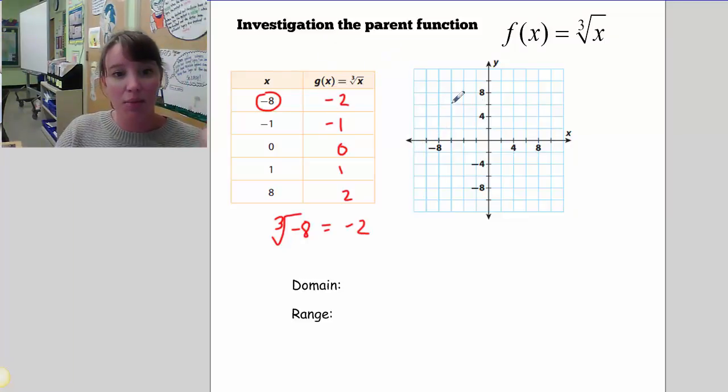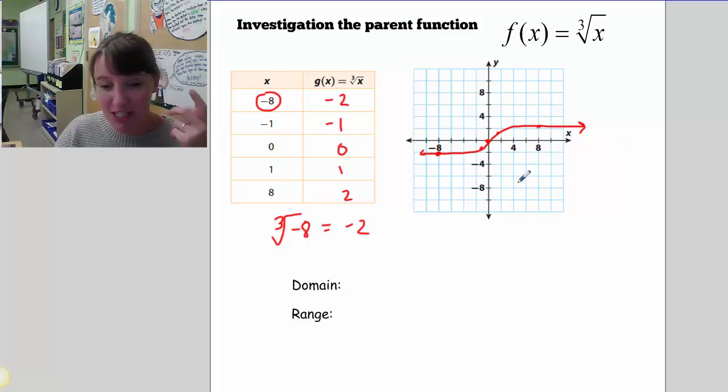So here we have what's now on the x-axis, negative 8, only goes to negative 2 on the y. Then negative 1 would be here. 0, 0 would be here. 1, 1 would be here. And 8, 2 would be here. So here, this is the cube root function.